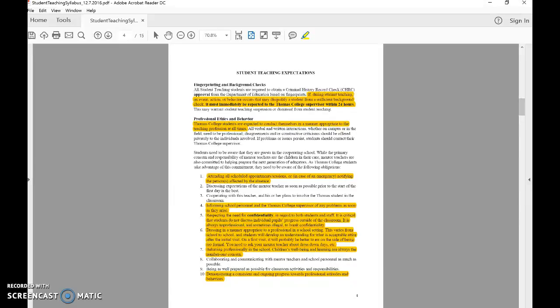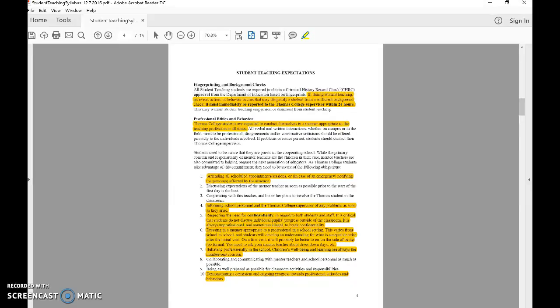As a student teacher, you do need to respect the confidentiality of all students. It is generally unprofessional, and sometimes illegal, to share pupils' progress outside of the classroom, or even to share it with other students in the classroom. So you need to keep students' progress confidential between you, your mentor teacher, and the particular student.